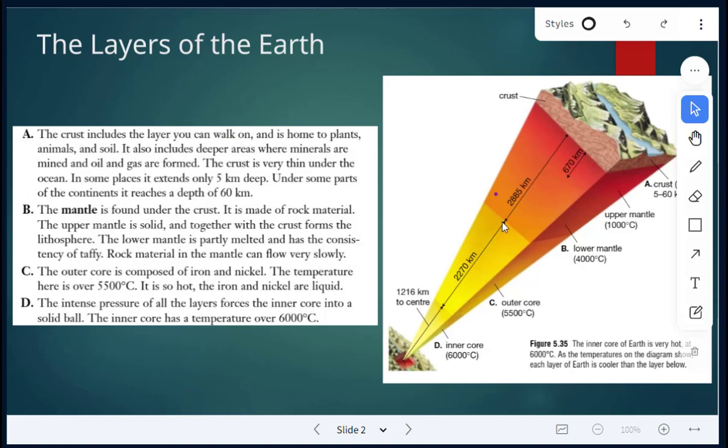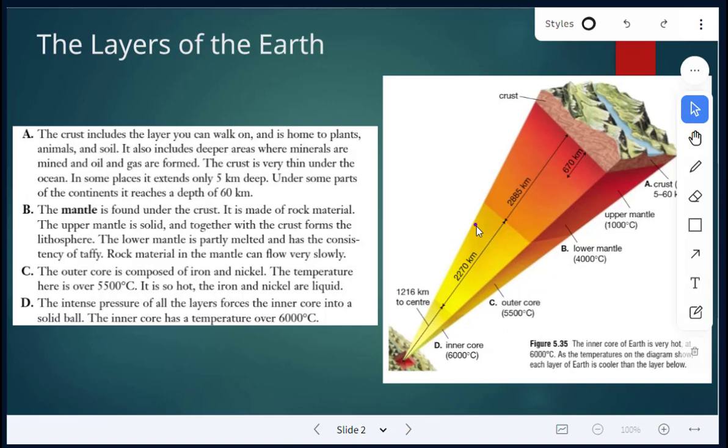Next we have this area here. This is called the outer core. Also note the temperatures. Temperatures are getting increasingly hotter as we go deeper into the earth. So outer core, this core here, it's composed of iron and nickel. The temperature is over 5,500 degrees Celsius, very, very hot. And the nickel and iron here are found in liquid form.